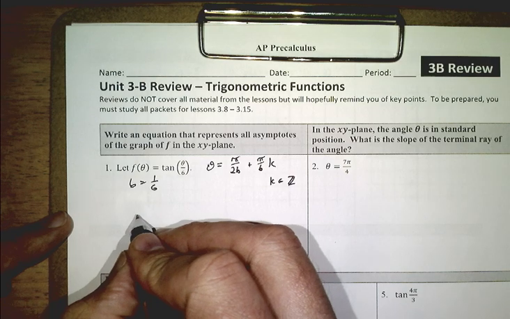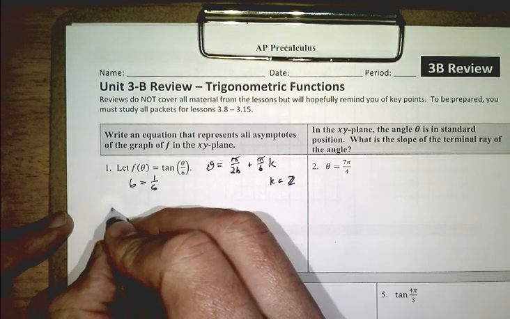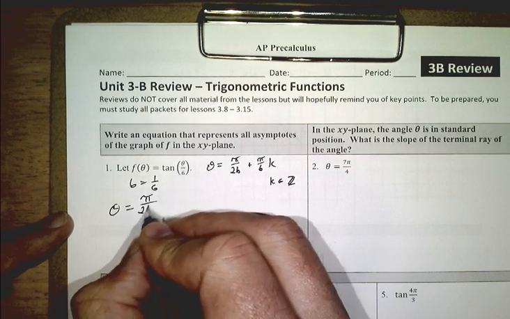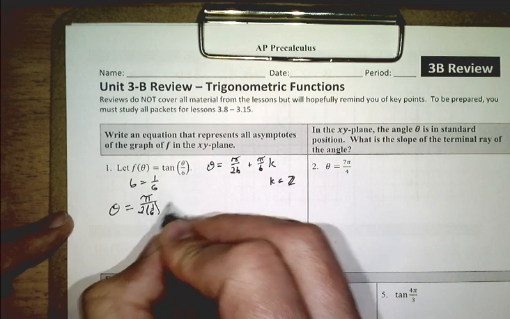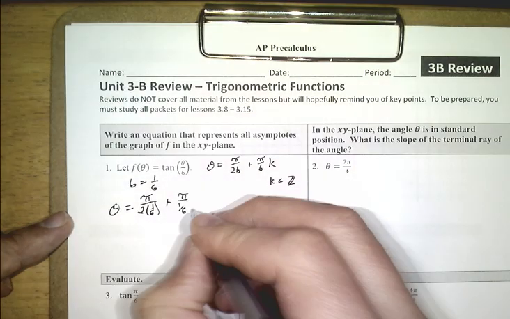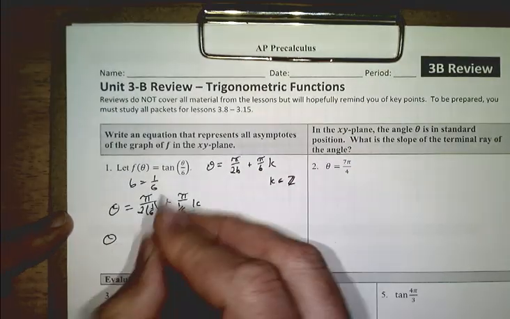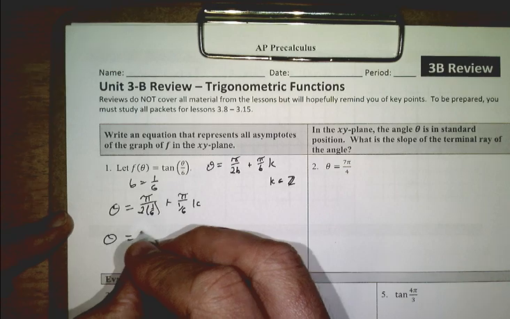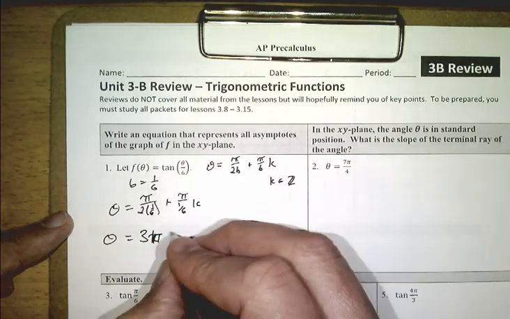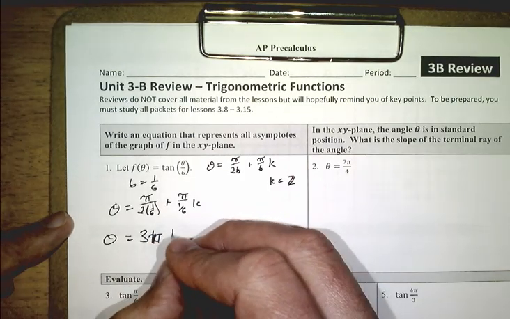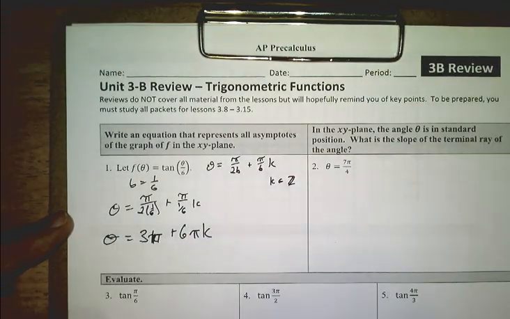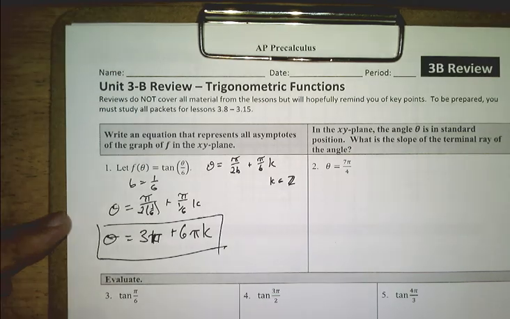So we will have an asymptote whenever theta is equal to pi over 2 times 1/6 plus pi over 1/6 k, and we simplify that with a little keep change flip, and we get 3 pi plus 6 pi k. So that is when we will have an asymptote.